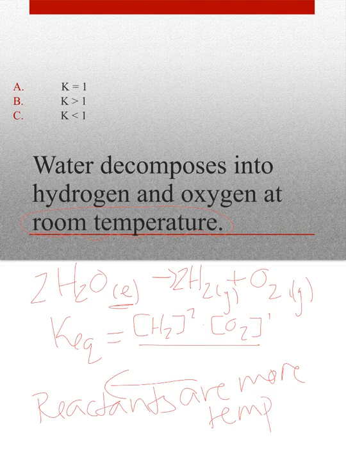Our equilibrium constant depends on temperature. At this temperature, we have our reactants more favored. It's more likely that it's going to stay as liquid water than it is to break down into hydrogen and oxygen gas. So our equilibrium constant at this temperature is likely going to be less than 1. Letter C. It's likely going to be less than 1. That makes sense too, because these concentrations are going to be really small. We can think about those concentrations as being much smaller than 1, so that would give us an actual value of less than 1.